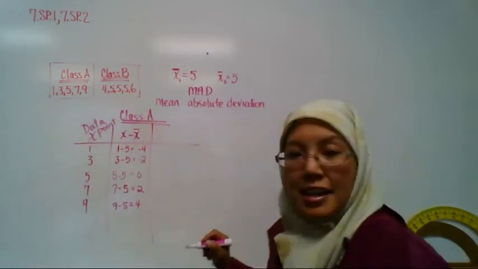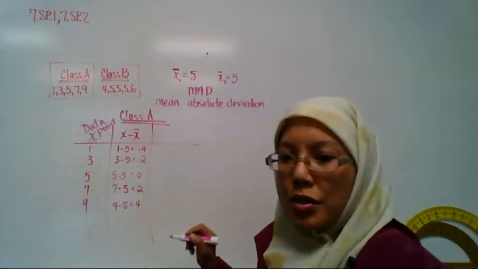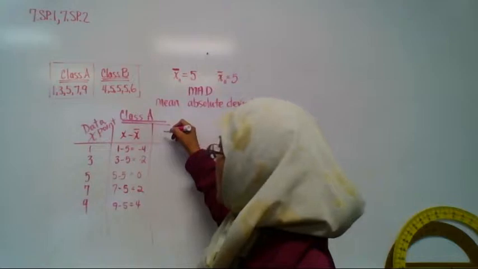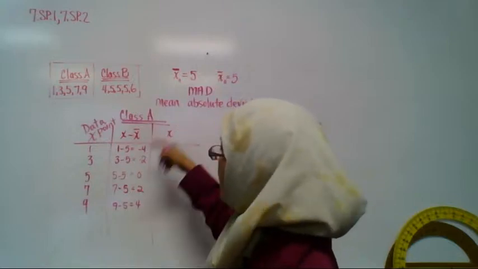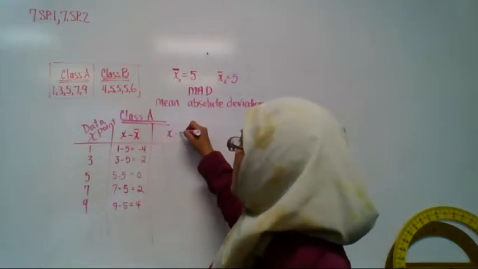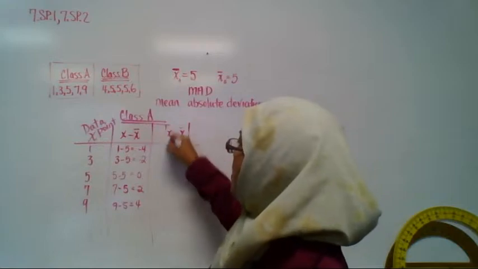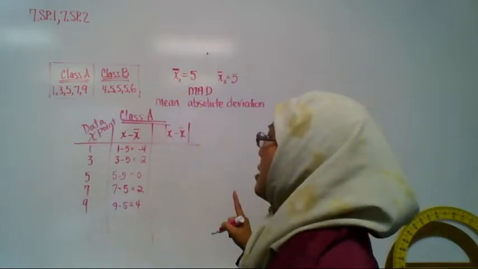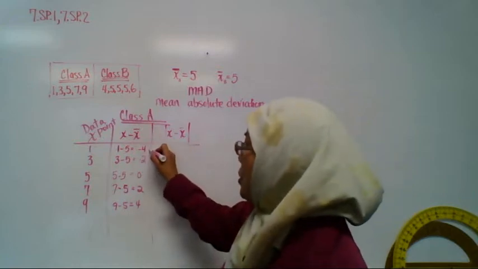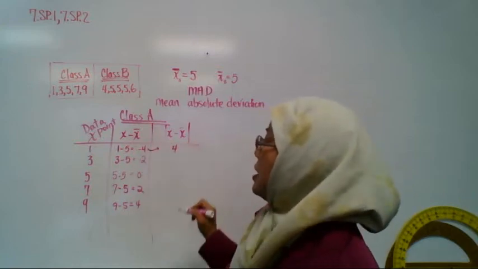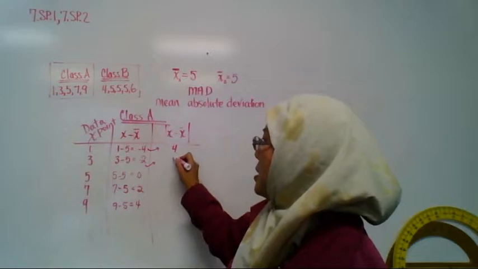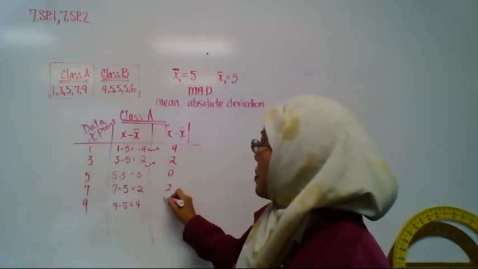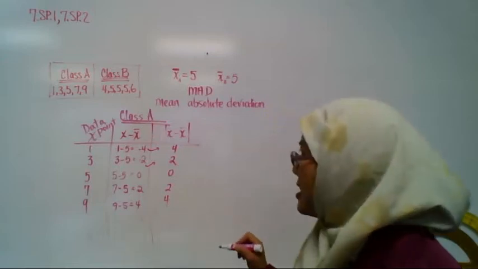Okay, and now we are going to take the absolute value of it. So whatever was in this column, we're just going to make it positive. All right? Are you absolutely sure? Yes, I am. I always tell my students, make it positive. So negative 4 becomes positive 4. Negative 2 becomes positive 2. 0 becomes 0, 2 is still 2, 4 is still 4. And then that's it. That's my chart.